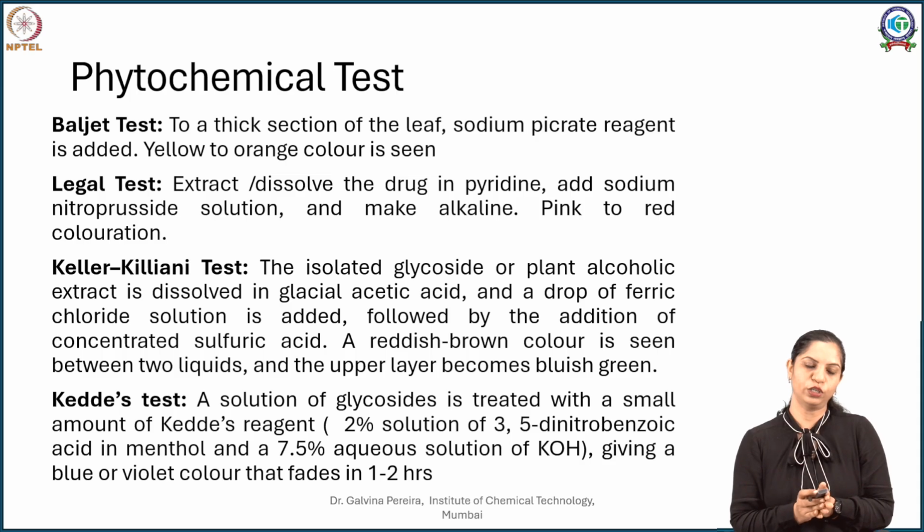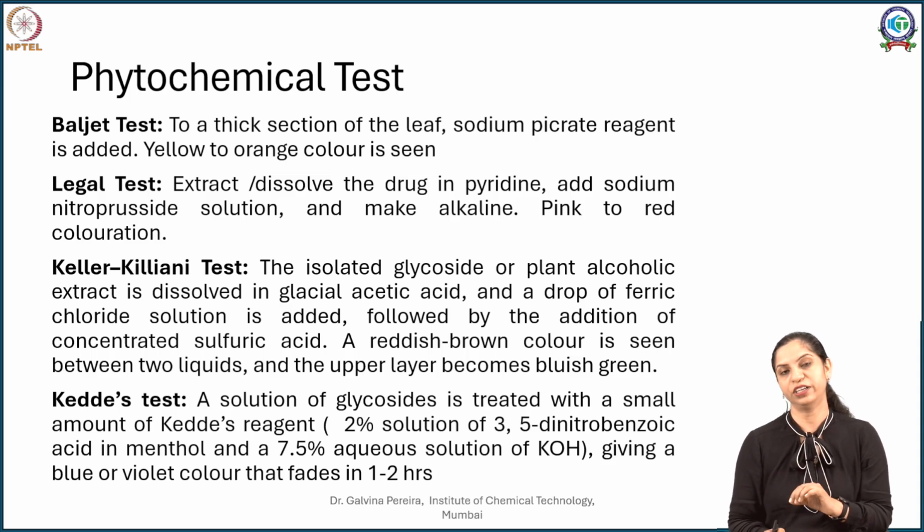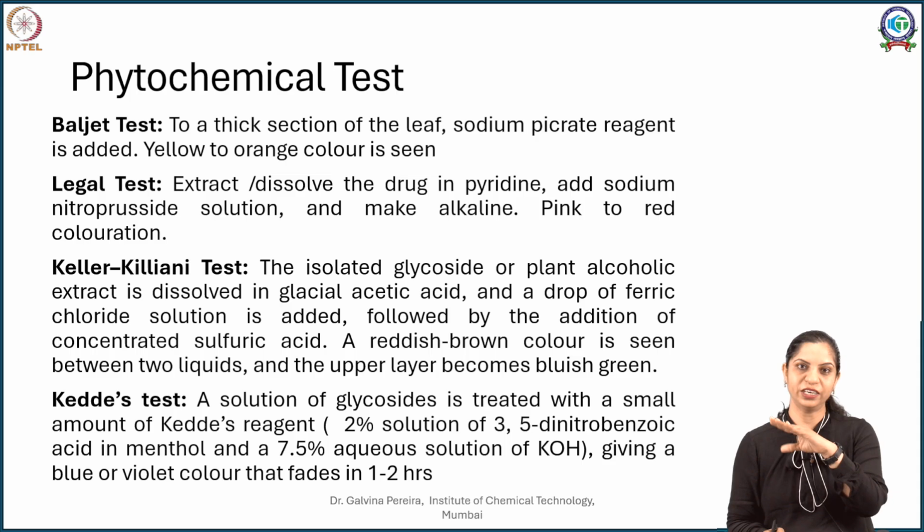Now you can also do what is called a test for digitoxose sugar, that is the test for deoxy sugar. In this case you can take the isolated compound, or you can take the plant extract. You can do a hydroalcoholic extraction, filter it, and then add a good amount of glacial acetic acid. Now to that just add a drop of ferric chloride solution, and from the sides gradually add concentrated sulfuric acid. Now we know that concentrated sulfuric acid, owing to its density, will form a layer at the lower side of the test tube.